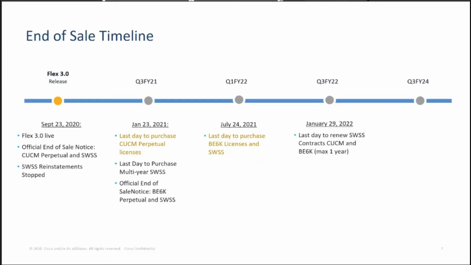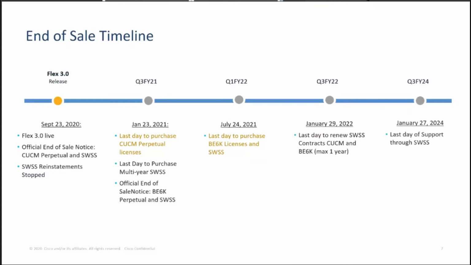Now, on January 29th, 2022, which is right around the corner, realistically, that's your last day to purchase renewals for your SWSS, for Call Manager and the BE6K. Cisco is limiting it to a maximum of 1 year.